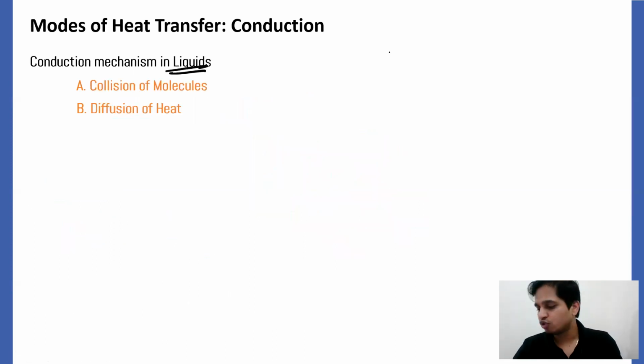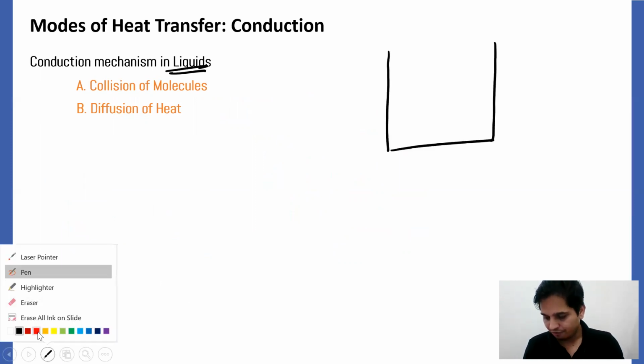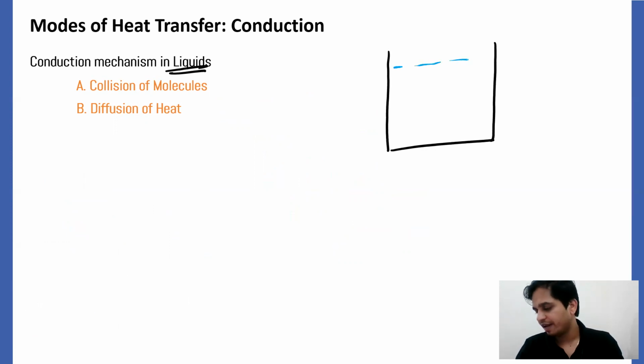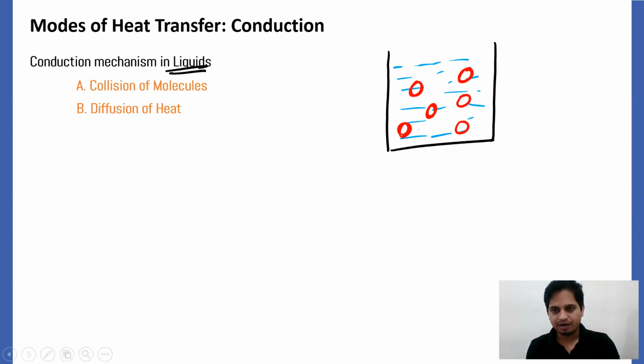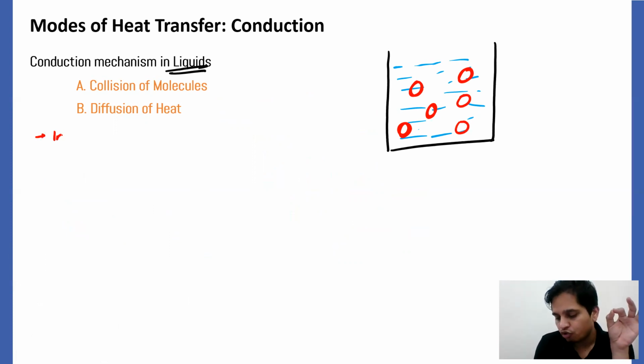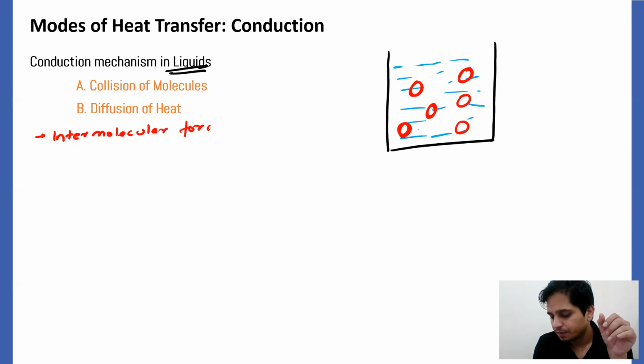Now in liquids, what happens? Let's say you have some water here. This is a bucket and there is some water here. Now we have one molecule of H2O, we have another molecule of H2O, and other molecules of H2O. They are far apart, but not very far apart. So there is some intermolecular force between molecules. In liquids, we have some intermolecular force.